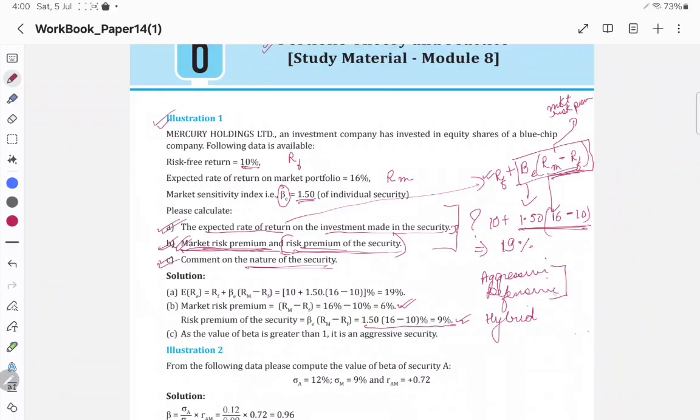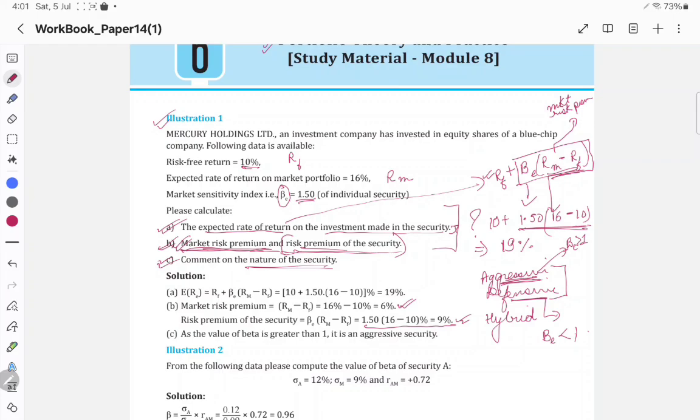Aggressive portfolio, in easy language, I am making you understand, is when beta of security is greater than 1. Defensive is when beta of security is less than 1. Or in layman terms, when there is a higher risk in a portfolio, this is known as aggressive portfolio, and when there is a lower risk in a portfolio, this is referred to as defensive portfolio.